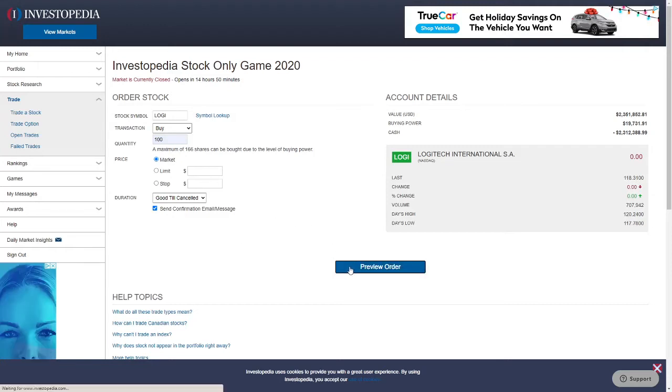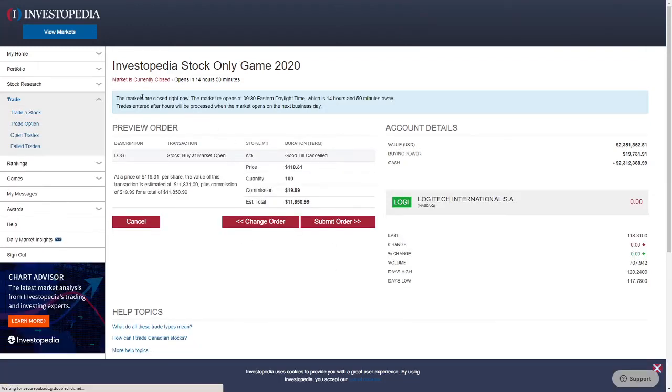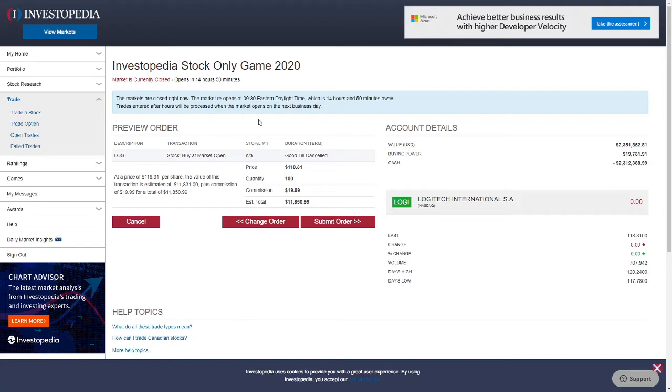And if you just click preview order, it says currently the markets are closed. It opens tomorrow. The market is open every day except for the weekends. As you can see, it says the total right here, $11,000, commission, quantity, and price of the stock. You can see all of this, and then you just submit order.